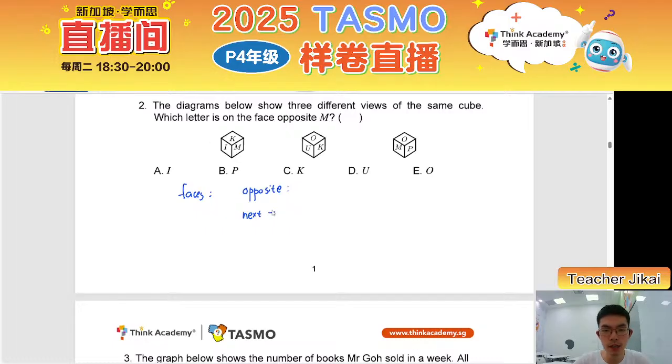If we want to get the faces next to it, you just observe from the figure, right? We want the M here. So what are the faces next to it? We have K, we have I, we have O, we have P, right? So we have K, I, O, and P. Among them, which one is not next to it? The U here is not next to it. So the opposite here is U, so you choose D.